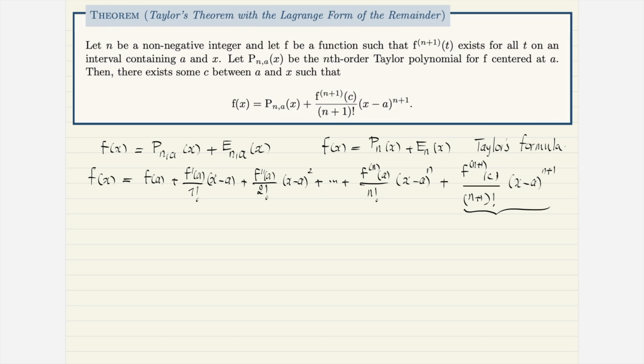Okay, and one more thing that I want to mention, if you want to get a feeling for what this theorem is, this is a generalization in principle of the mean value theorem.